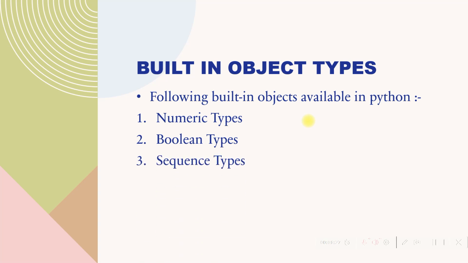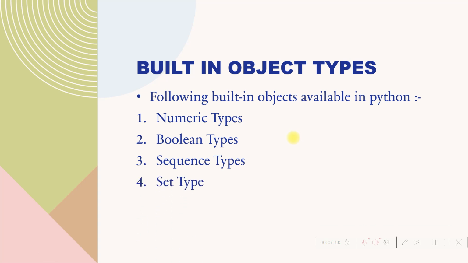Now in Python we have a couple of object types which are treated as a sequence type. Some of the examples are list, tuples, bytes and byte arrays. Okay, so all these types of values are treated as a sequence type of object in Python.